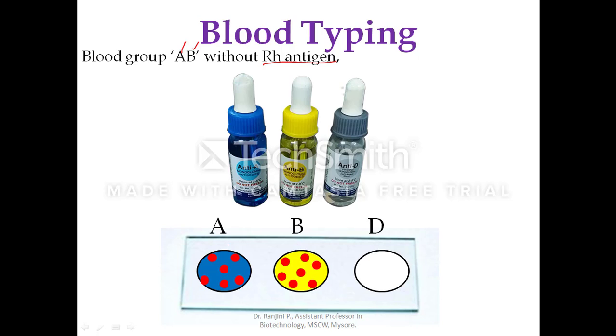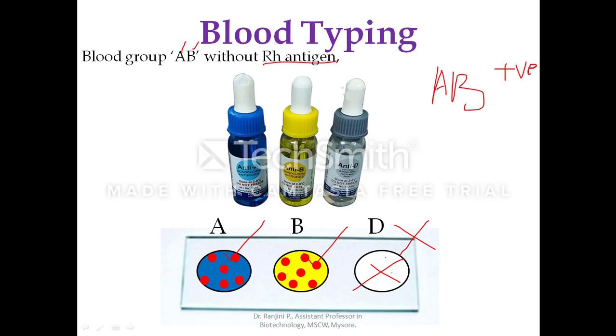When the blood is dropped into the A, B and D circles, we will find agglutination in the A circle and in the B circle, but not in the D circle. Even though we added the anti-D antisera here, there is no RH antigen on the surface of the RBC to interact with it. That's why you won't find the clumping or agglutination in the circle labeled D. That's why the individual will be considered AB positive.